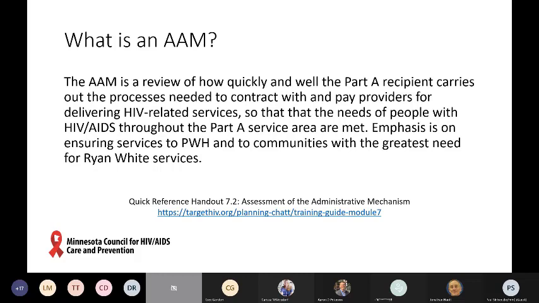So this definition was included in this quick reference handout that was attached to the email that everybody received a week ago. If you want additional information about the assessment of the administrative mechanism, there are several resources available. And the Needs Assessment and Evaluation Committee is the committee responsible for designing the assessment and administering it every year.